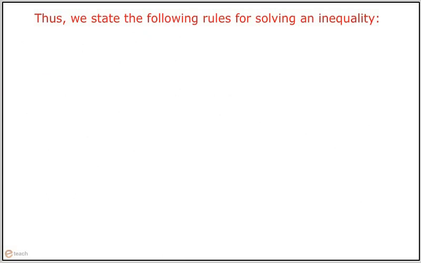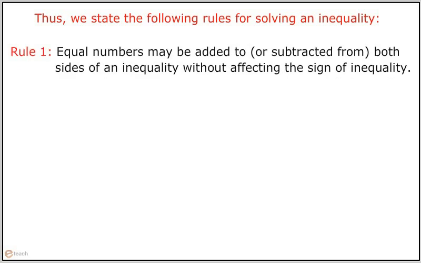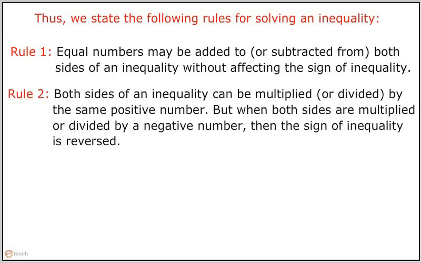Thus, we state the following rules for solving an inequality. Rule 1. Equal numbers may be added to or subtracted from both sides of an inequality without affecting the sign of inequality. Rule 2. Both sides of an inequality can be multiplied or divided by the same positive number. But when both sides are multiplied or divided by a negative number, then the sign of inequality is reversed. Now, let us consider some examples.